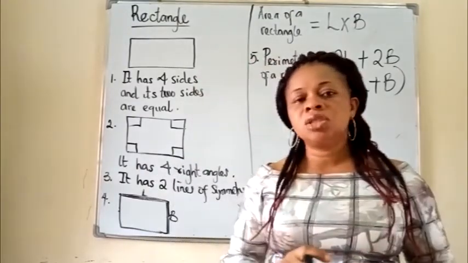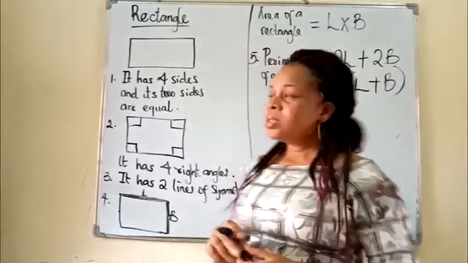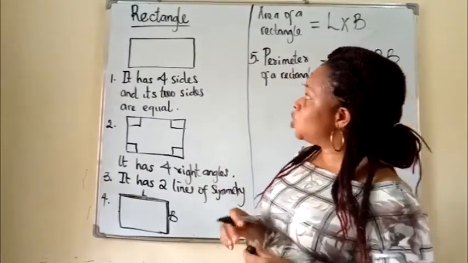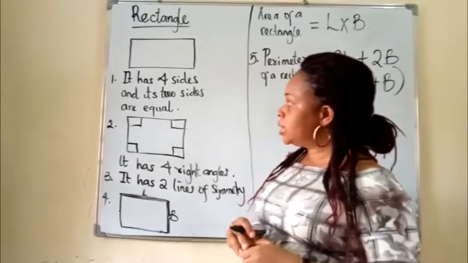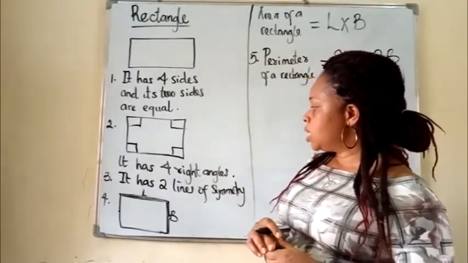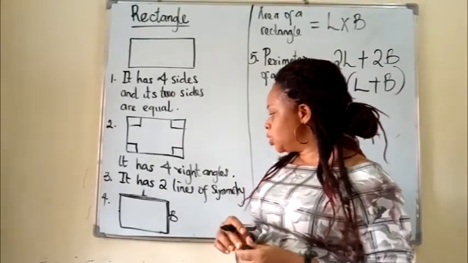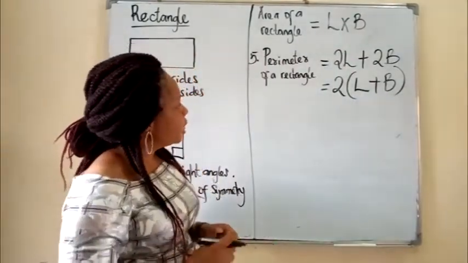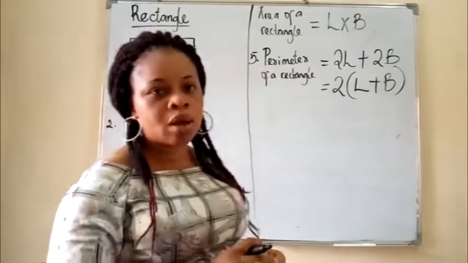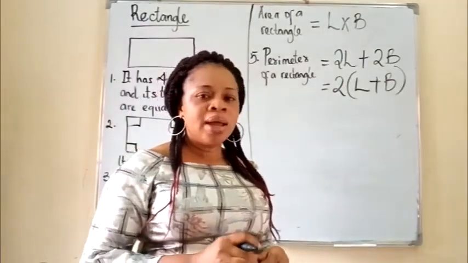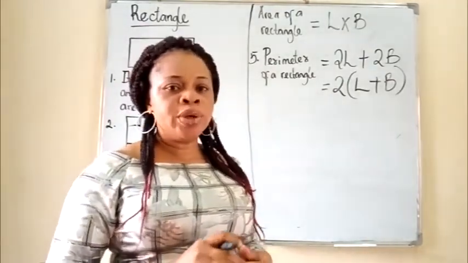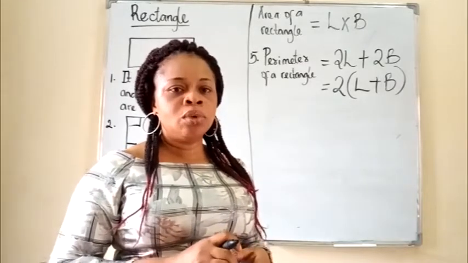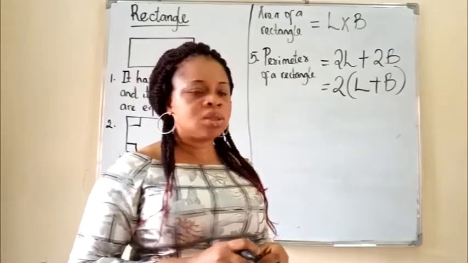Having known the properties of a rectangle, starting from how many sides it has, how many lengths, we have 2 lengths, we have 2 breadths, they are equal. It has 4 right angles, 2 lines of symmetry. Area is length times breadth, and the perimeter is 2 times (L plus B). With what we know, we can calculate any problem given to us.